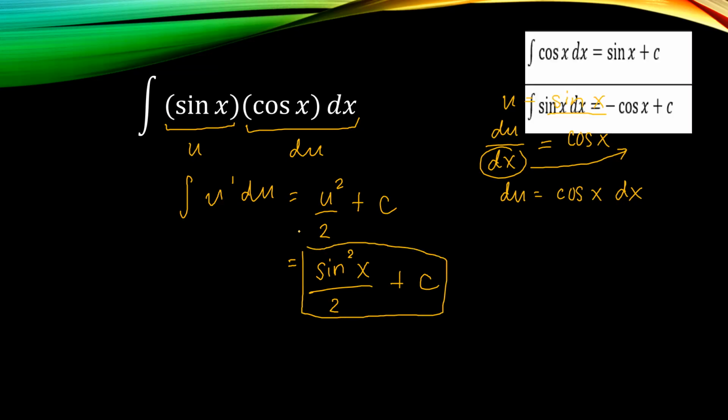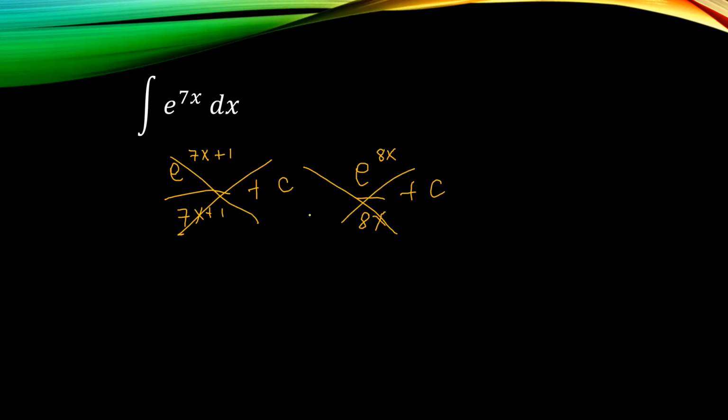Okay. Now for our next example, we have this one. Another common mistake of the students is applying the simple power rule to this one. So the students have a tendency to evaluate this as e to the 7x plus 1 all over 7x plus 1 and then plus c. Another common mistake will be e to the 8x over 8x, because 7 plus 1 daw is 8, then plus c. Of course, both of these are wrong. Mali po yan. Hindi po yan ang tama.